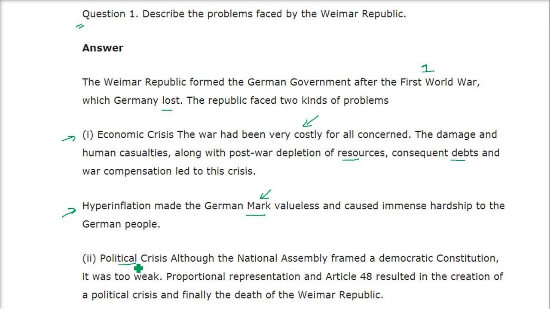Then political crisis. Although the National Assembly framed a democratic constitution, it was very weak. Proportional representation and Article 48 resulted in the creation of a political crisis and finally the death of the Weimar Republic.